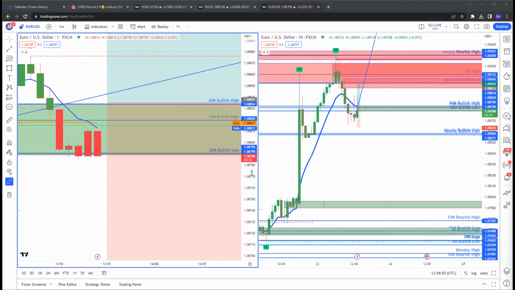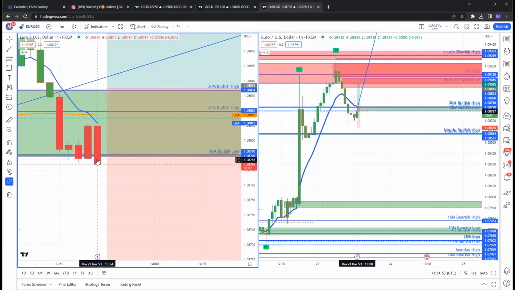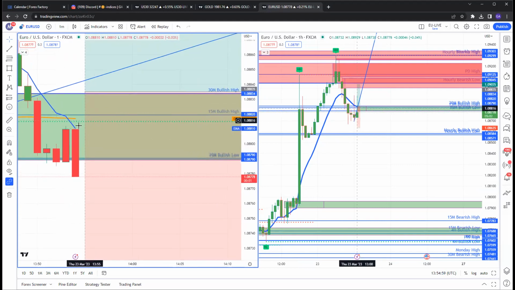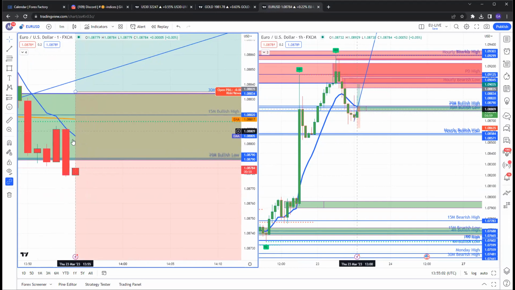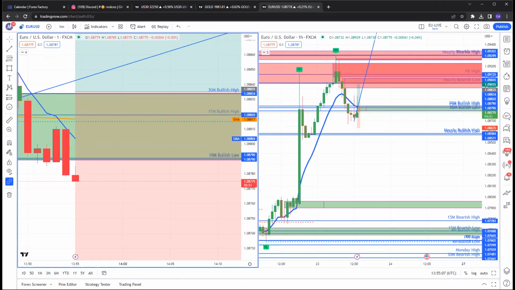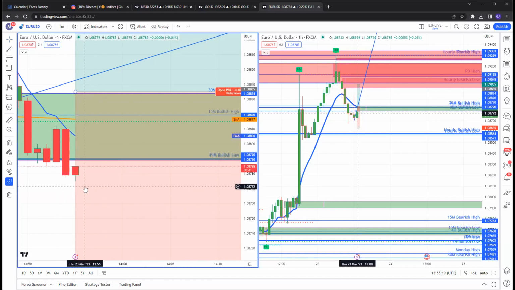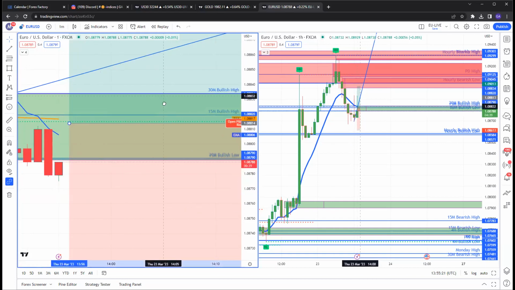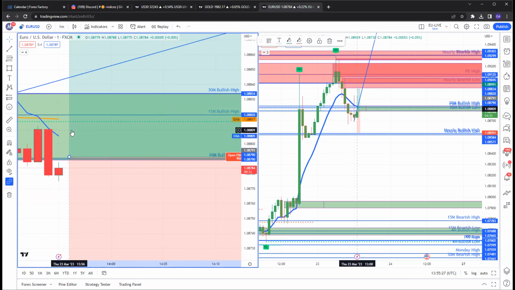So if EU comes back up, if we get a nice retest on the 1-minute and close above the 30-minute and 15-minute bullish low, and a closure above the 9 EMA, that can be a possible buy. If you get a closure above and retest of the 9 EMA, that can be a possible buy, but you need that confirmation. And this is on the 1-minute.